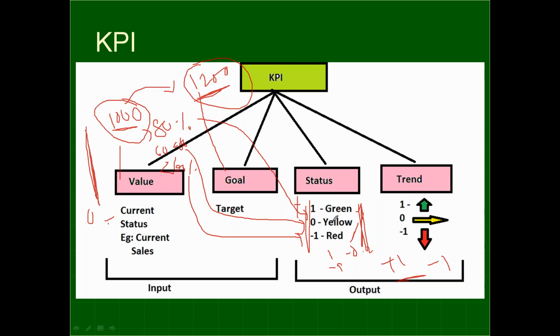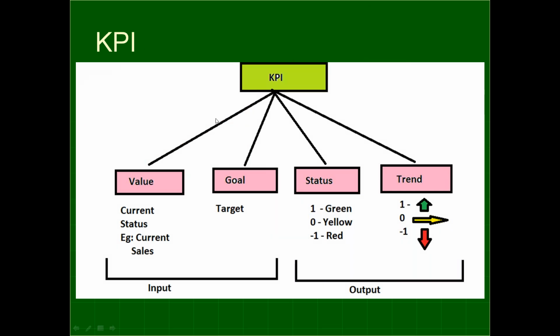So if it is going down, red means the trend will be shown like this. If it is yellow, it will be shown like this. If it is green, which means the sales are greater than 80%, it is going to be shown like this. Okay. So using MDX expressions, we can create this kind of KPIs.